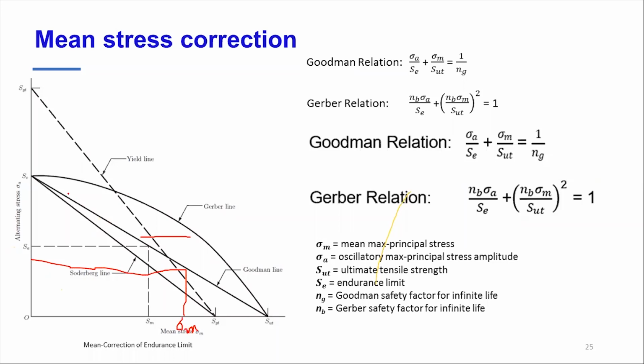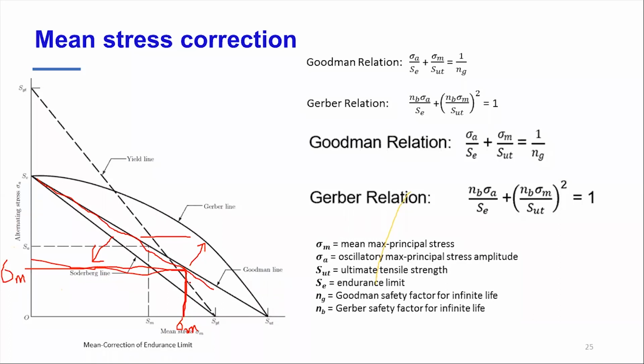So this Goodman line is the infinite life line. It means that below it, as long as you are within this region, you will have infinite life. If you are above it, you will have non-infinite, or finite, life. So for this mean stress, Goodman says you can manage this stress amplitude also, in order to have infinite life.